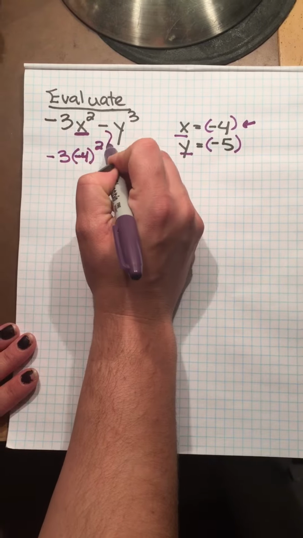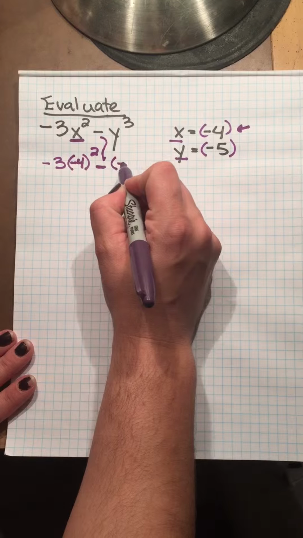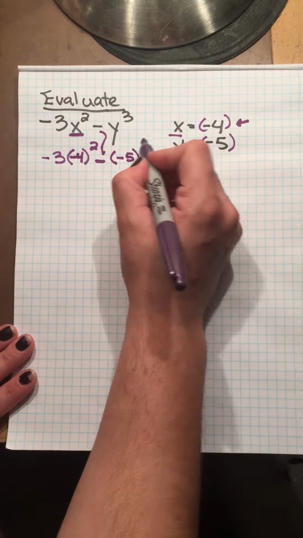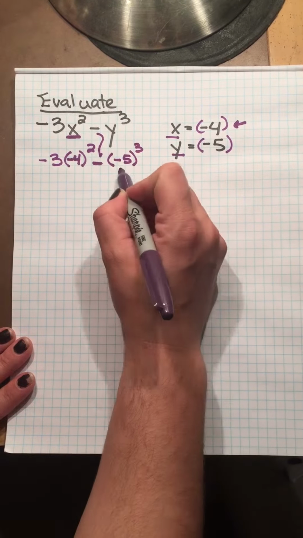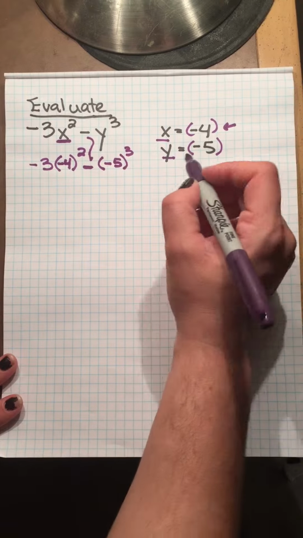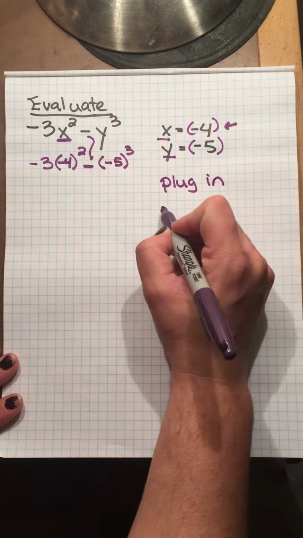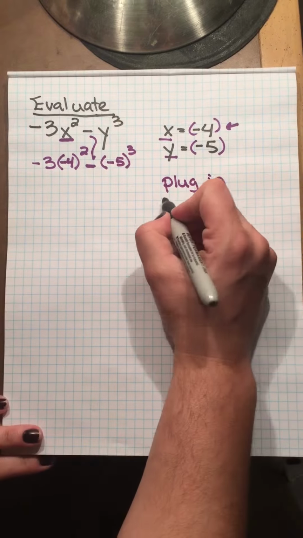So you want to make sure you put the negative and the 4 inside the parentheses. I'm going to bring down the minus sign, and then y is cubed, and y happens to be -5. You're going to cube that. Make sure that is also in parentheses because you're cubing the negative and the 5. Once you plug everything in, after that, you're just going to follow the order of operations.